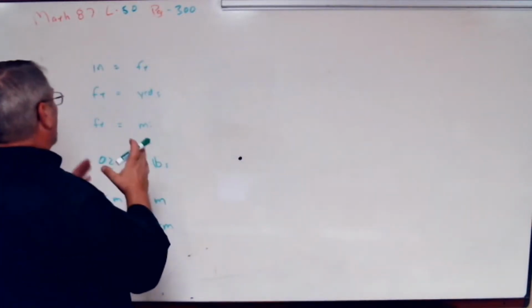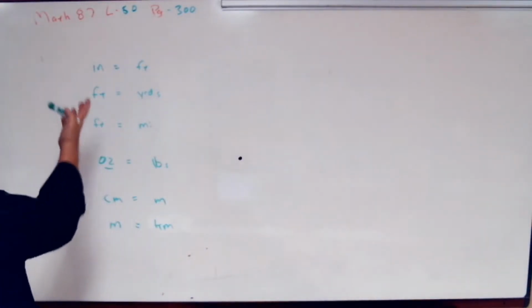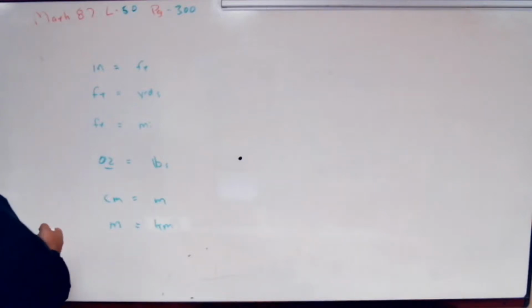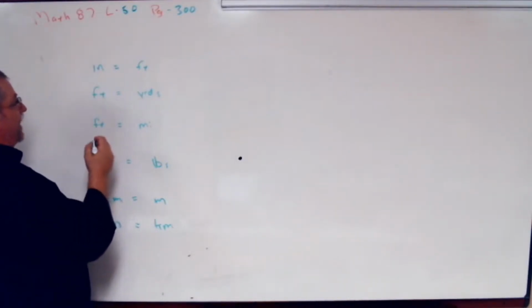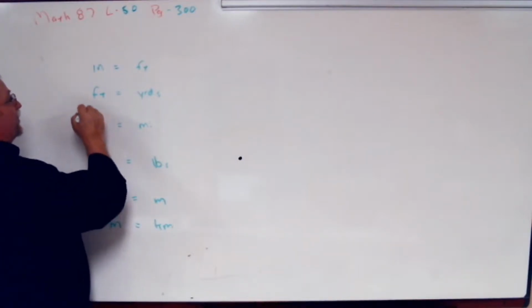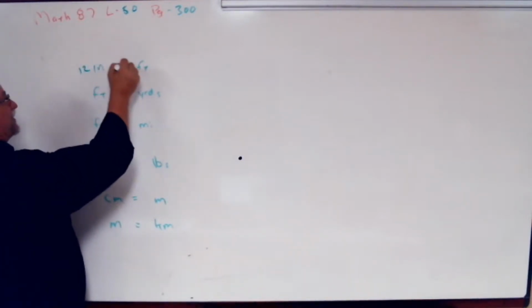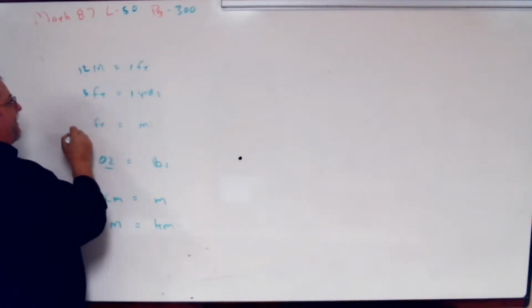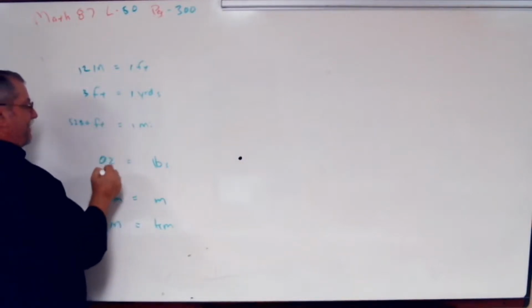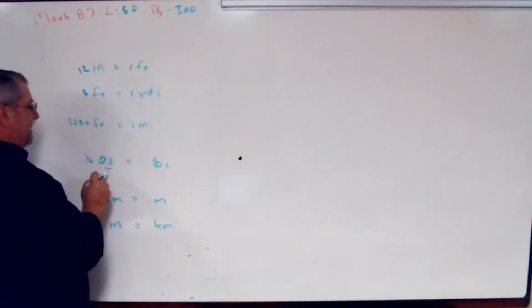So kind of what we start with is what do these things equal each other? You have to know these. These are also in the back of the book, in the very back cover or so. So there's 12 inches to 1 foot, 3 feet to 1 yard. There's 5,280 feet to a mile.